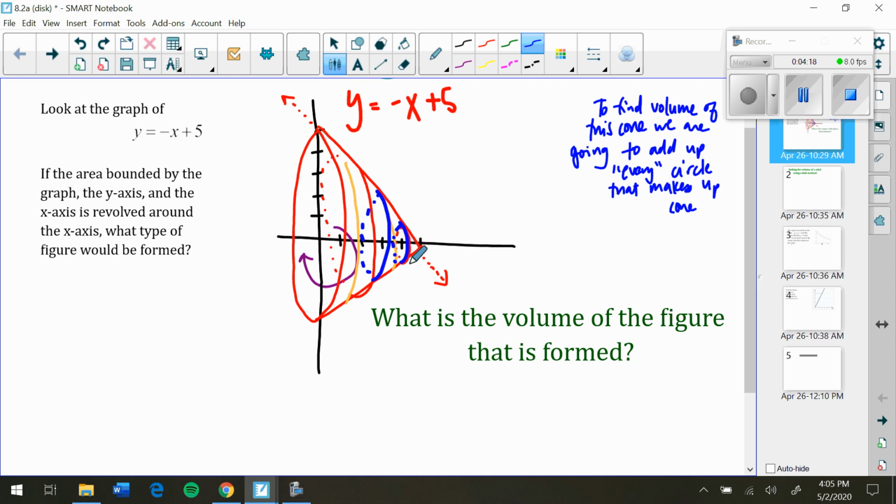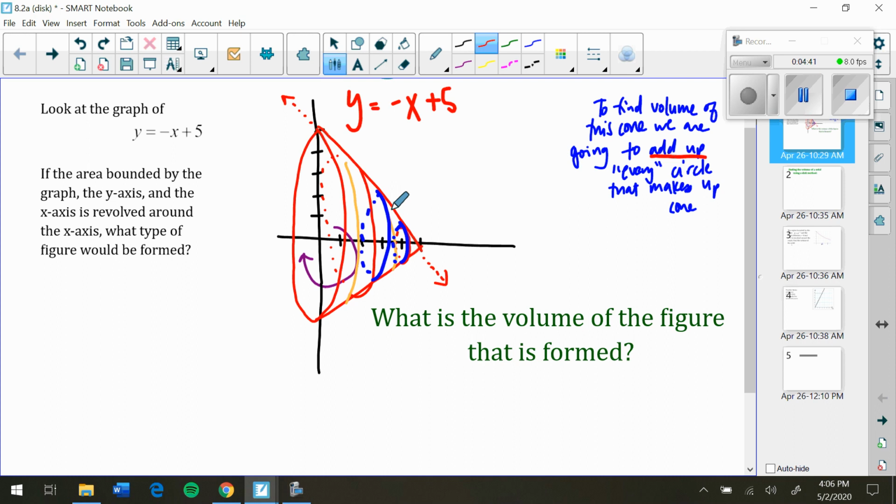Okay, so how do we do that? Well, notice I made two small things. So we are going to add up. So we're finding a sum, which integrals are sums. And I put every in quotes because technically we're finding the limit as I get all these little circles in here, but I can't really find every single one, at least not by hand.